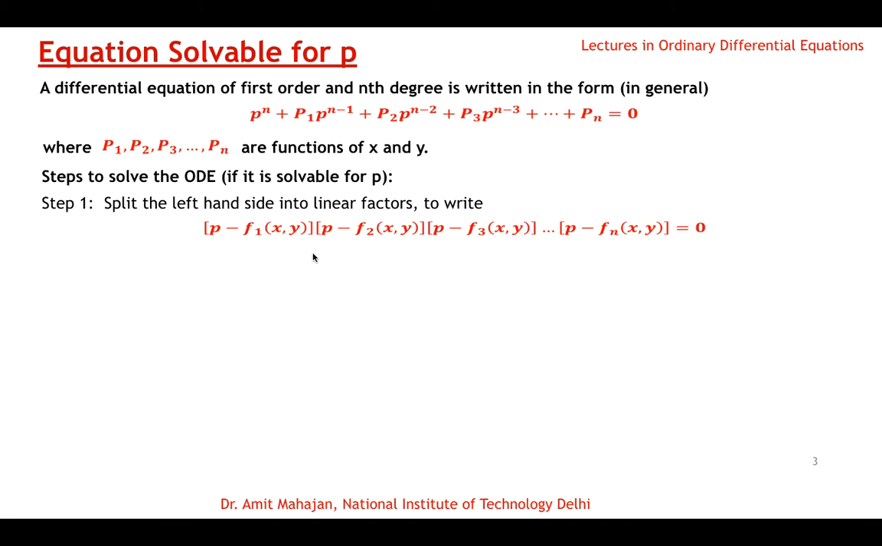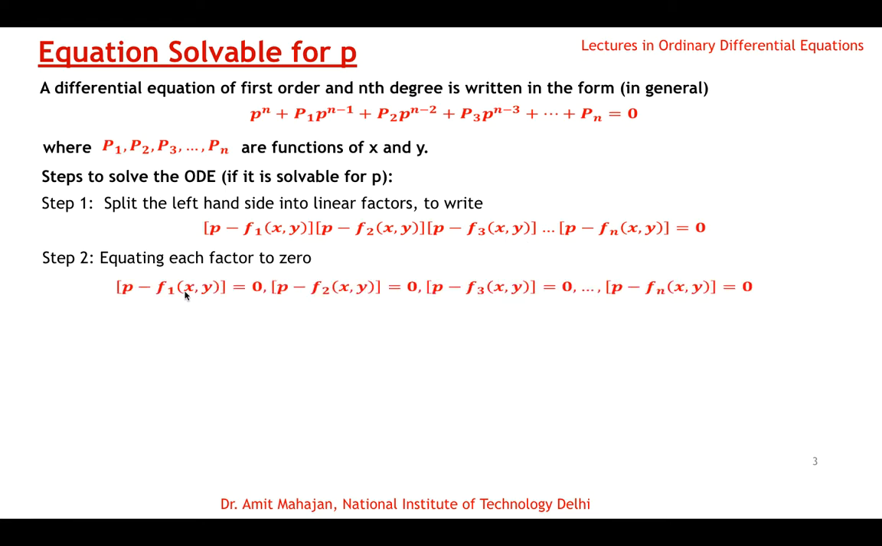The second step is that we put each factor equal to 0, because the product is 0, so each factor is equal to 0. So p minus f1 x y is equal to 0, p minus f2 x y is equal to 0, similarly the third factor 0, and so on up to the nth factor 0. Now this is nothing but p is equal to f1 of x y. Similarly, p is equal to f2 of x y. Similarly, p is equal to f3 of x y.